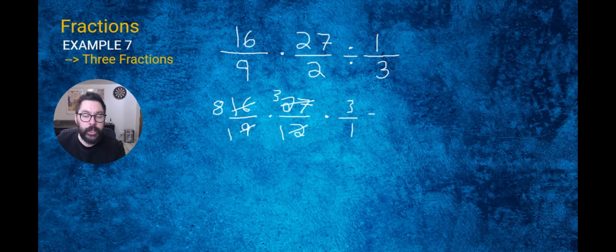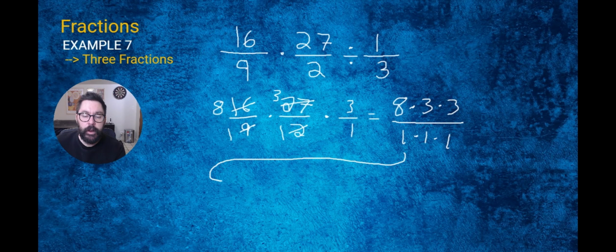Okay, let's go ahead and clean this up a little bit. So you'll see this is just fraction times a fraction times a fraction. So we multiply all the tops. We have 8 times 3 times 3 over 1 times 1 times 1. And let's go ahead and go over here.